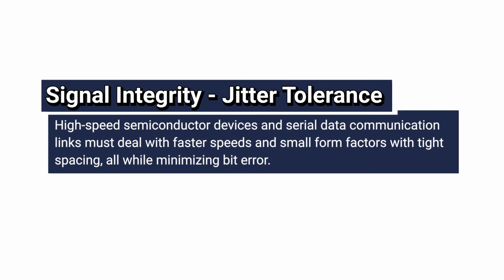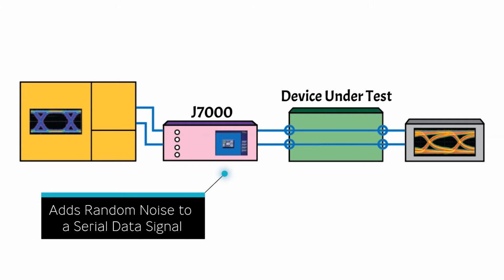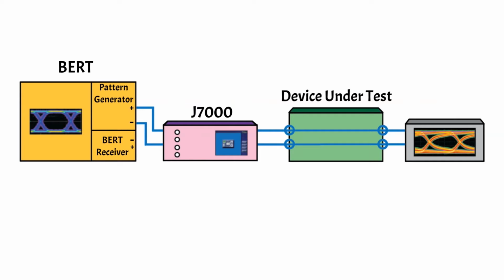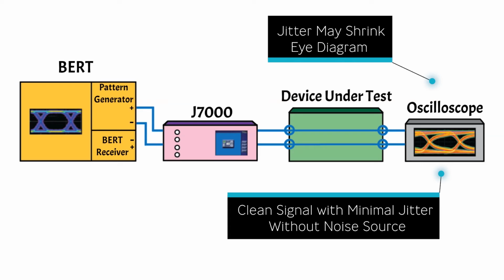High-speed semiconductor devices and serial data communication links must deal with faster speeds and small form factors with tight spacing, all while minimizing bit error. To test jitter tolerance, the Noisecom J7000 can add random noise to a serial data signal generated by a bit error rate tester. Viewing the output on an oscilloscope, a clean signal with minimal jitter appears without engaging the noise source. The oscilloscope's eye diagram may shrink when jitter is present on the signal, enabling a better understanding of DUT performance to effectively guide design improvements.